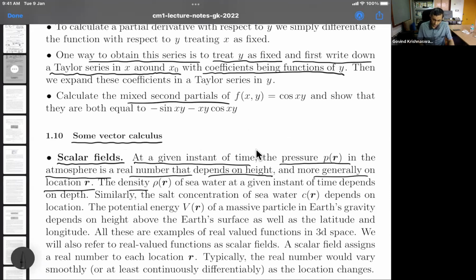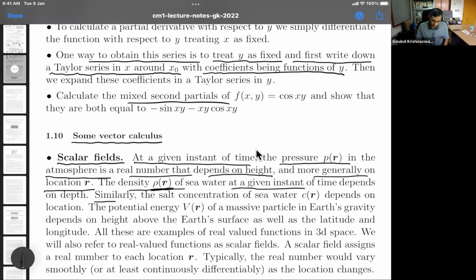Similarly, the density of seawater at a given instant of time depends on the depth into the sea, and of course on where you are located, how far off the coast, and so on. That is again a real number at each location. That is a second example of what we would call a scalar field. By scalar, we simply mean a real number. A scalar field is a real number that varies with location. That is a simple way to think about it.